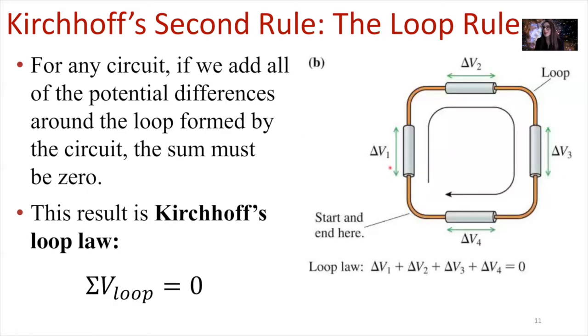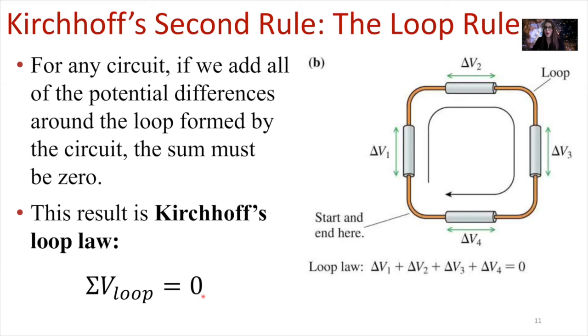Then we have Kirchhoff's second rule, also known as the loop rule. For any circuit, if we add all the potential differences around a loop formed by the circuit, then the sum of all those potentials must be 0. Okay, and so this statement right here can be written in equation form here. The sum of all the potentials around our loop must equal 0.